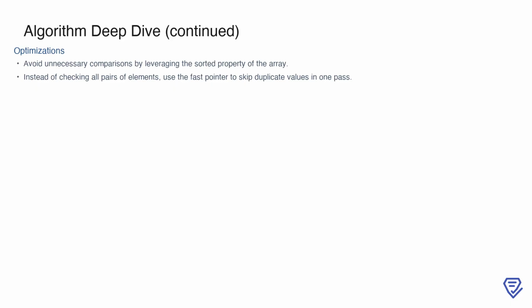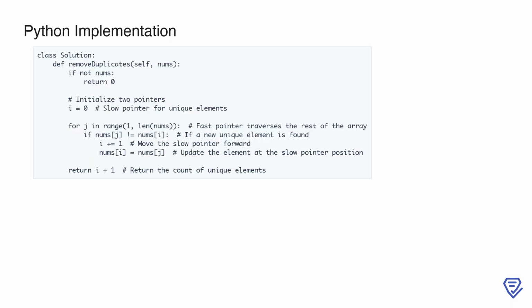Instead, the fast pointer naturally skips over duplicate values in a single pass. By leveraging this property, we minimize unnecessary comparisons and streamline the traversal process. This optimization doesn't alter the overall structure of the algorithm but enhances its efficiency, ensuring that the solution remains both time and space optimal.